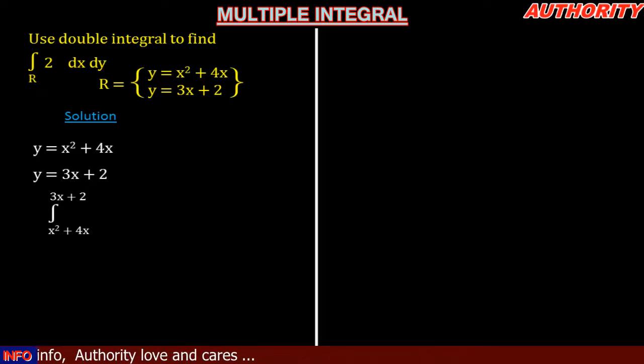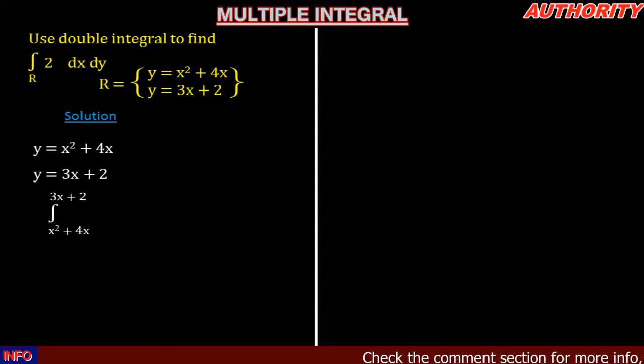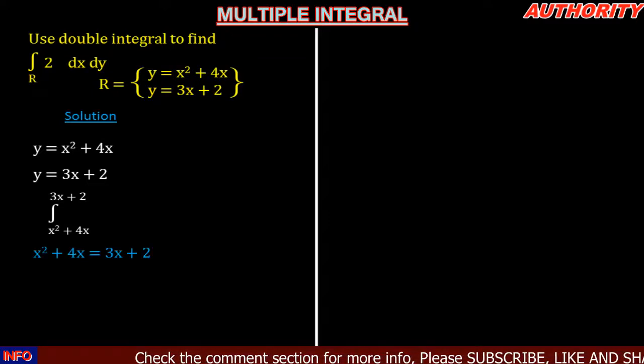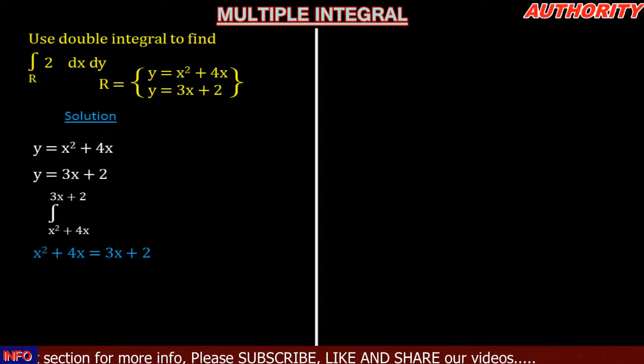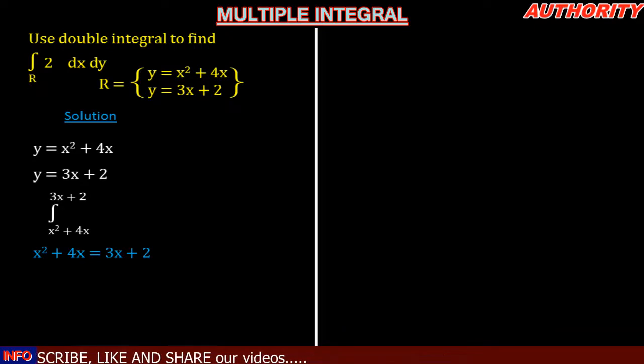Good, but we don't know the limit for x, or the boundary for x. What are we going to do? Look at it. Here we say that y is equal to x squared plus 4x and y is also equal to 3x plus 2. So equating both sides, we are going to simply say that x squared plus 4x is equal to 3x plus 2. Pay attention. We make use of the cancellation law. Using the cancellation law, we state that x squared plus 4x is equal to 3x plus 2.